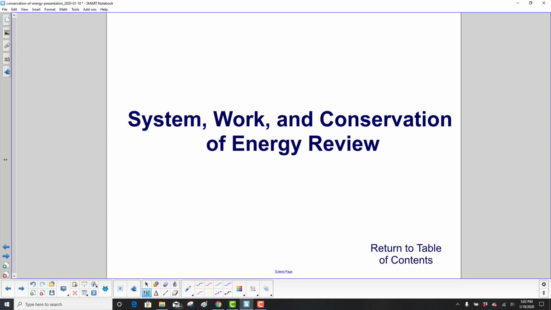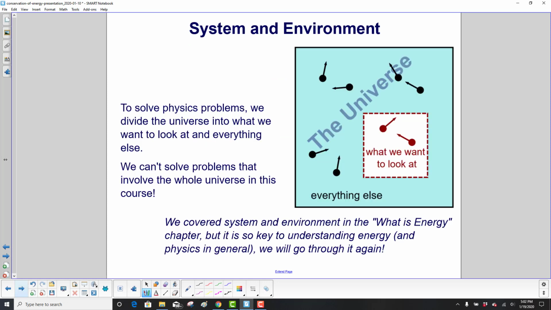System, work, and conservation of energy review. System and environment. We will be dividing the universe into what we want to look at and everything else. It's pretty hard to solve problems that involve the whole universe, so we're not even going to try. Now, we did cover this in the What is Energy chapter, but this is so key to understanding energy and physics in general, we're going to go through it again. So here we have the universe, and here's going to be our system, which is what we want to look at, and then everything else we will call the environment.